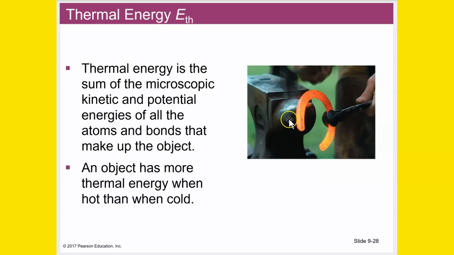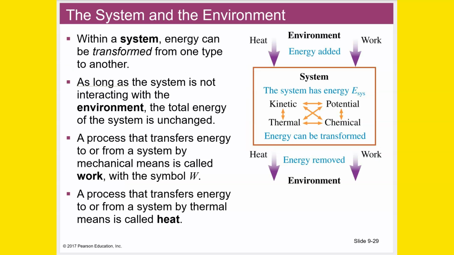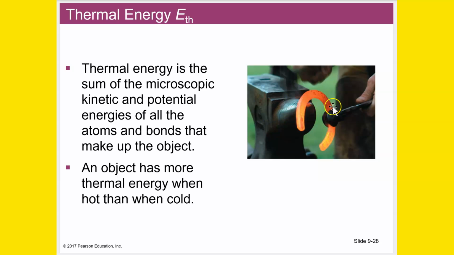So as this horseshoe heats up, the atoms in that horseshoe are getting farther away from each other, which increases their potential energy with one another, and they're also moving faster. And that's really what heat is. An object has more thermal energy when it is hot than when it is cold. That's why almost all objects expand when you heat them up.